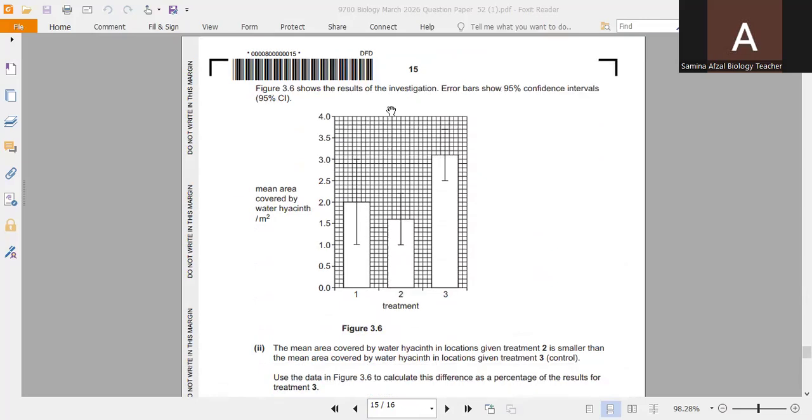Now, figure 3.6 shows the results of the investigation. Error bars show 95% confidence interval. Here you can see the mean area covered by water hyacinth was 2 in treatment 1, around 1.6 in treatment 2, and 3.20 or 3 point something in treatment 3. So these are the 3 different treatments in which they have shown this.